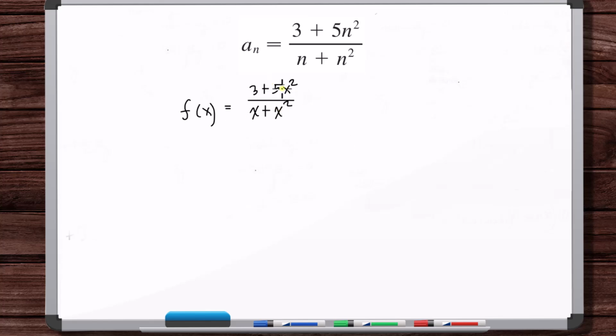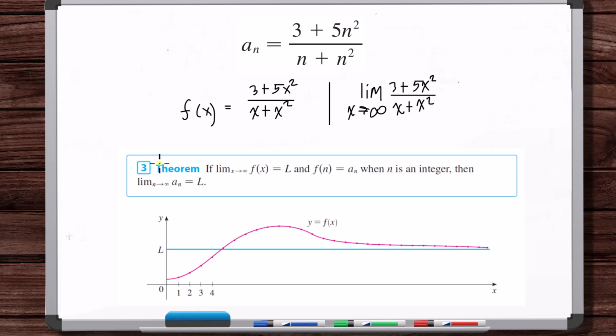All right. Since we can turn this into a regular function and there's no issue, what we can do is just take the limit as x goes to infinity of this. And whatever this limit is, that's going to be the limit of the sequence. This comes from the theorem that we saw in the textbook section. If the limit as x approaches infinity of a function is equal to L, and you replace the x with an n, where n is an integer, then the limit as n approaches infinity of a sub n is equal to L.